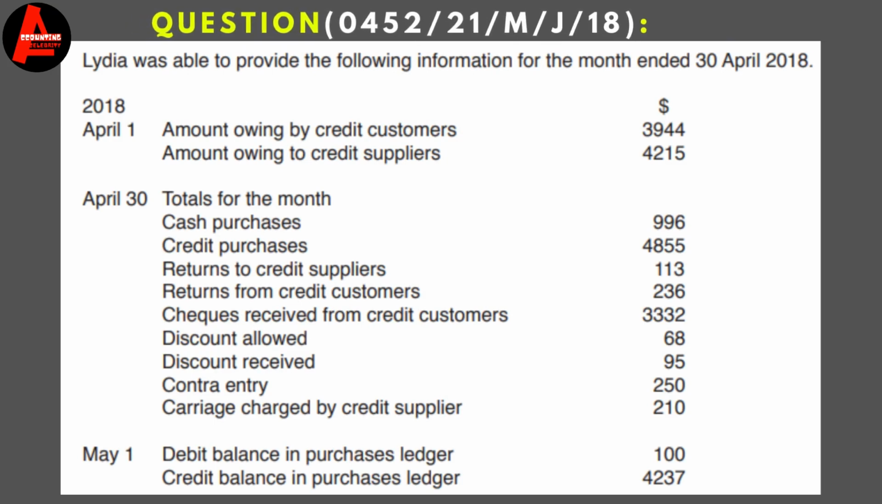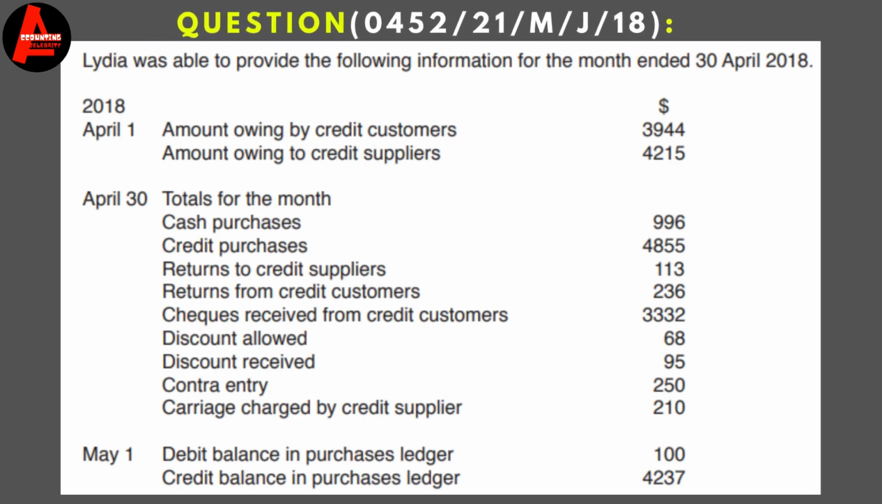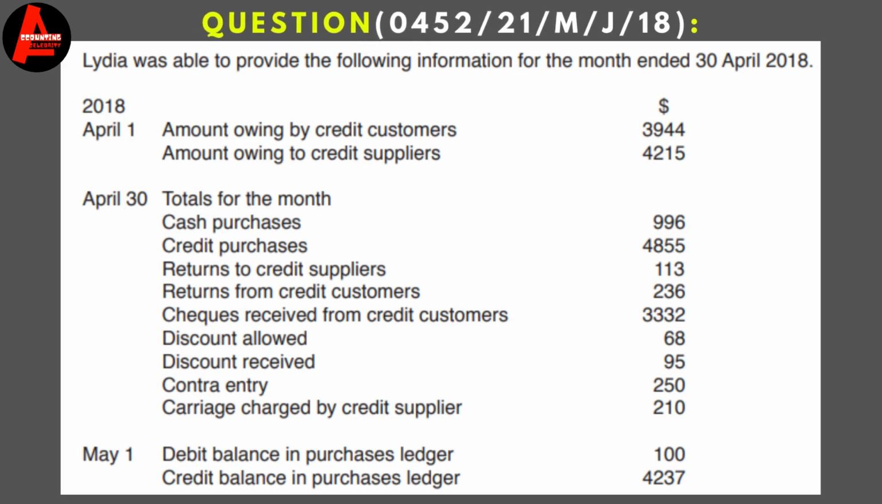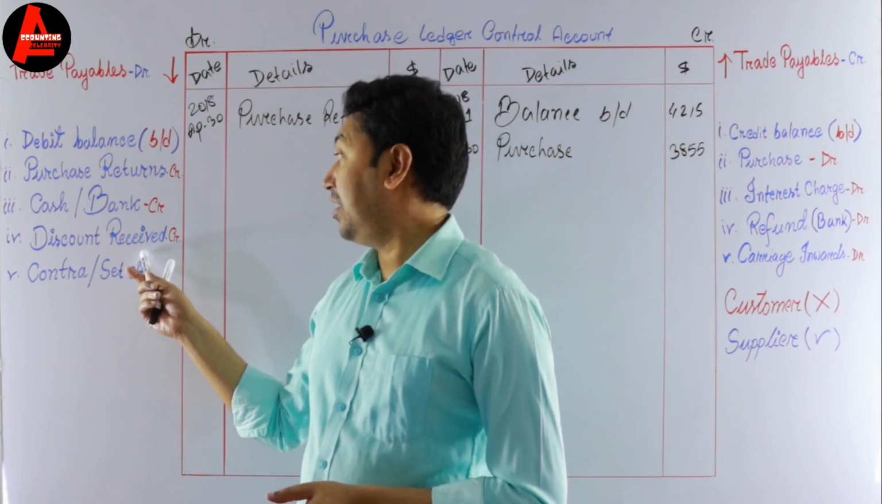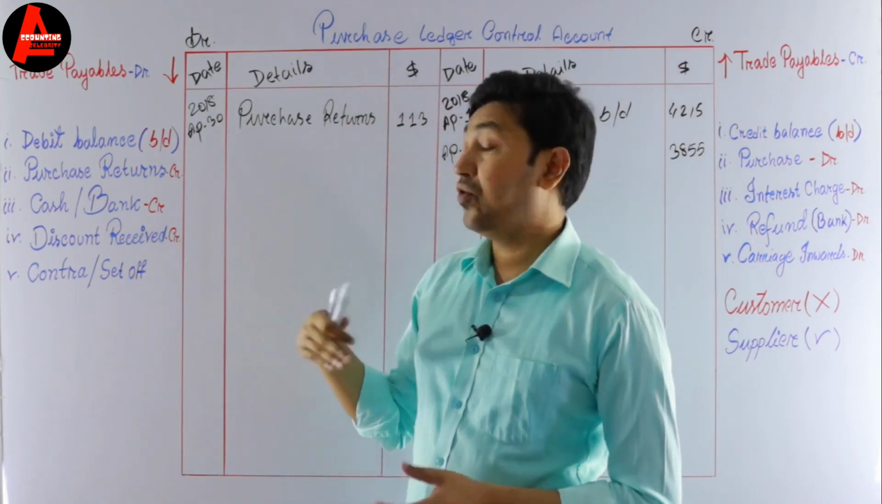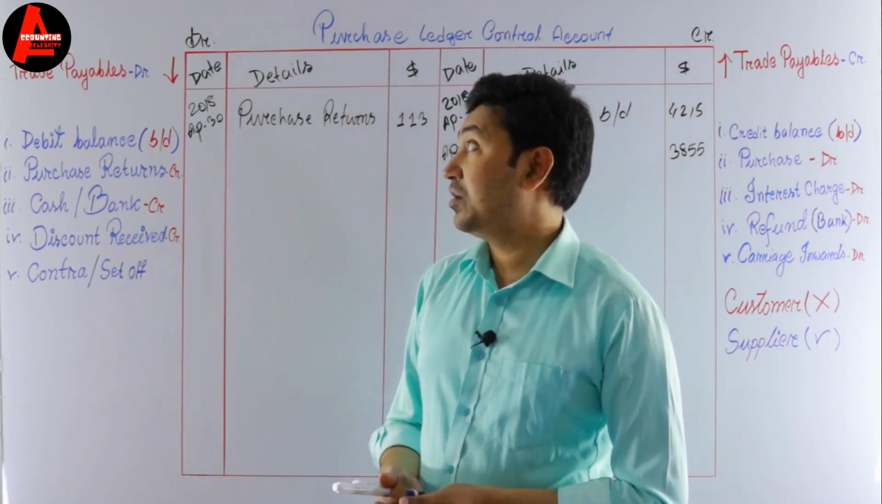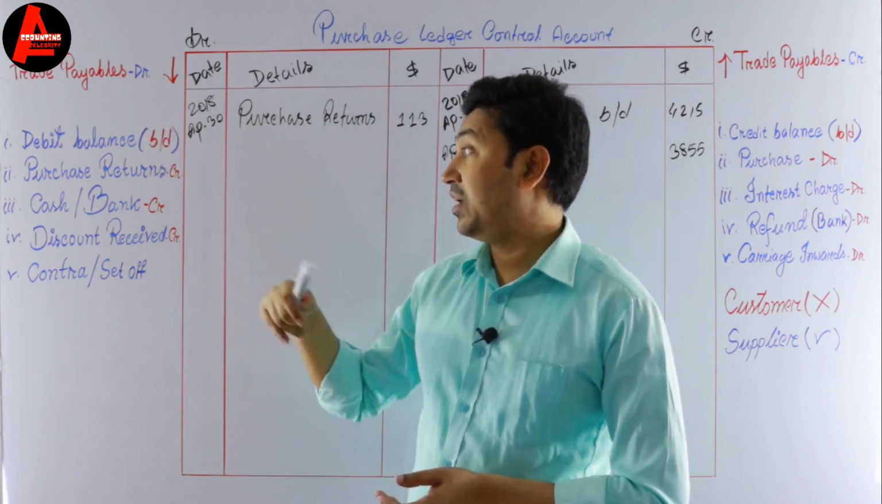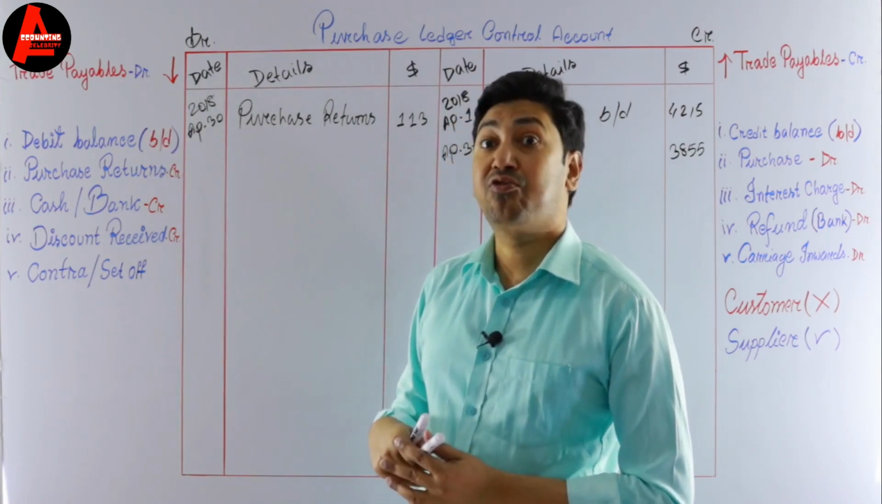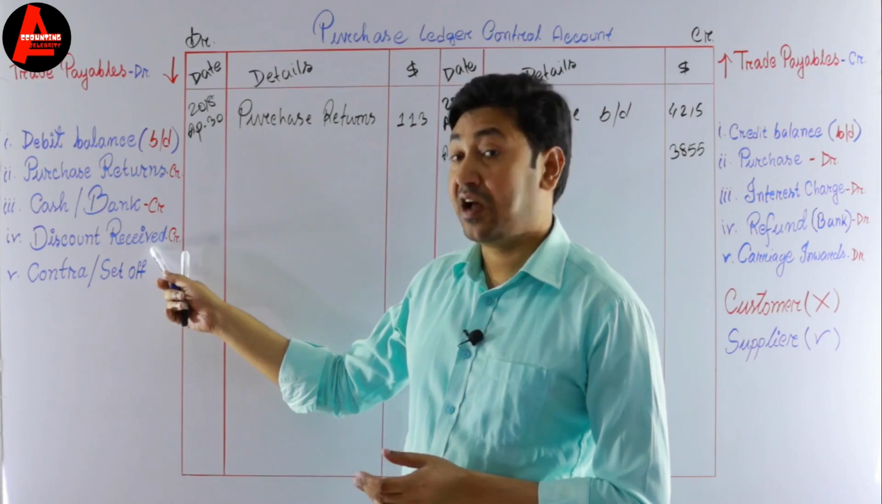Very good. Next one is discount received, which is $95. Okay, discount received, yes, we take it. Where do we take it? It is on the debit side. What is the double entry for discount received? Trade payables to be debited and discount received to be credited. Why is it credited? Because it is income for the business.